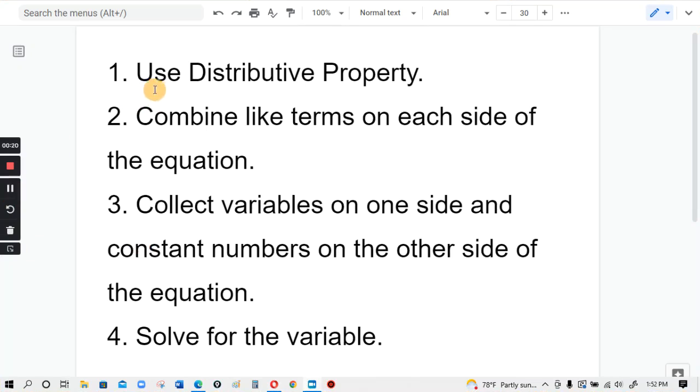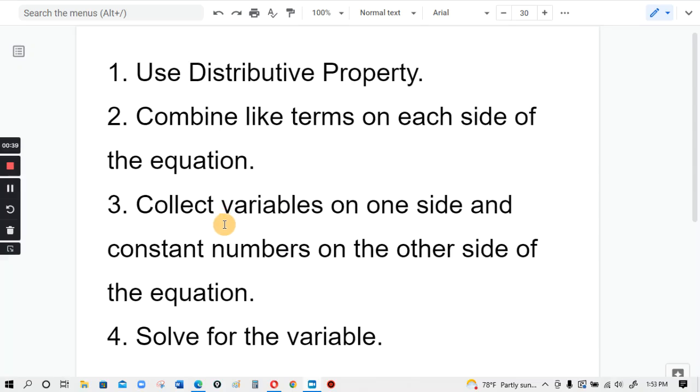All right, so first you want to use the distributive property if necessary. Not all of the problems will require that. Step 2, you want to combine like terms on each side of the equation. So combine them on the left of the equal sign, then combine them on the right side as well.